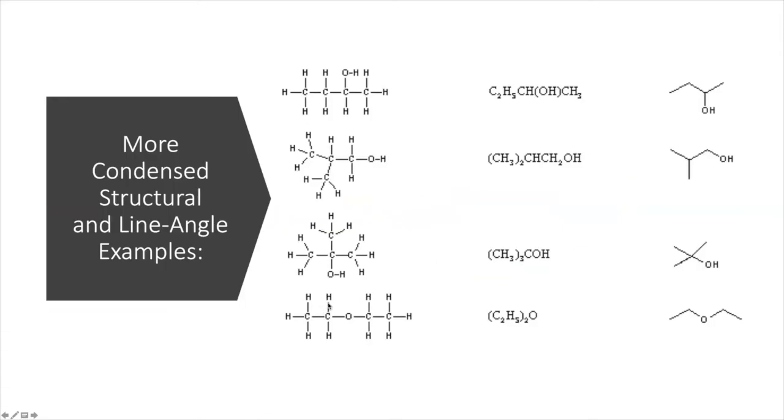All right, so let's just look at some more examples here. We'll interpret what's going on. So we have this Lewis structure, and you can see this is the condensed way to write that. We've got a C2, and then H5, because there's 1, 2, 3, 4, 5.